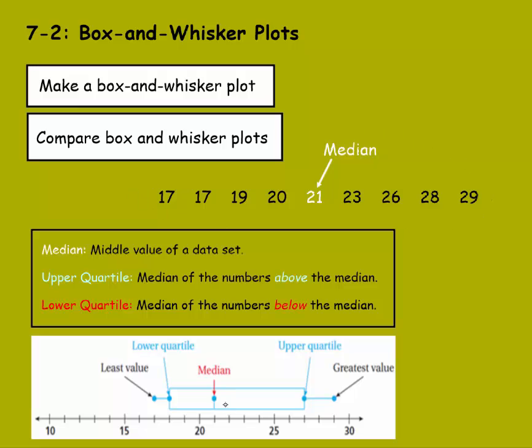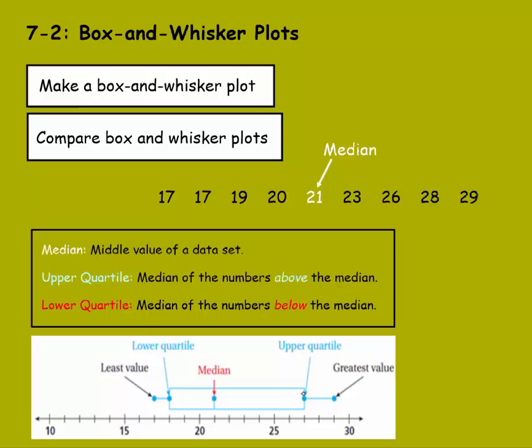For example, if you notice in the middle of the box and whisker plot, you'll see a line with a dot. That is the median of the data set. The median of this data set, if you figure that out from last lesson, would be 21. Then we see at the edges of the box, we have a lower quartile, which is the left edge, and the upper quartile, which is the right edge.